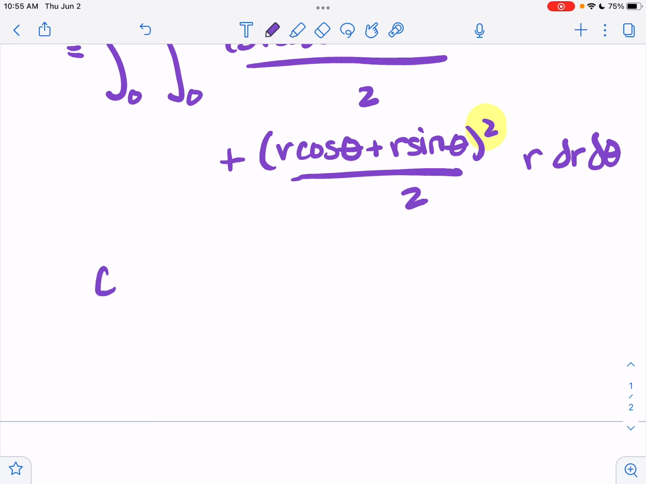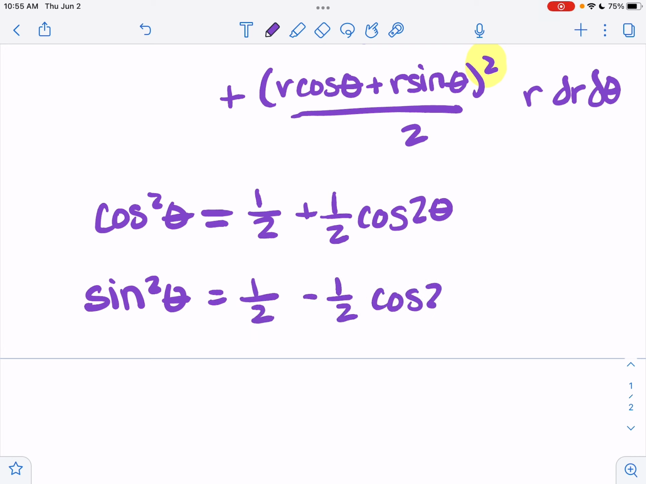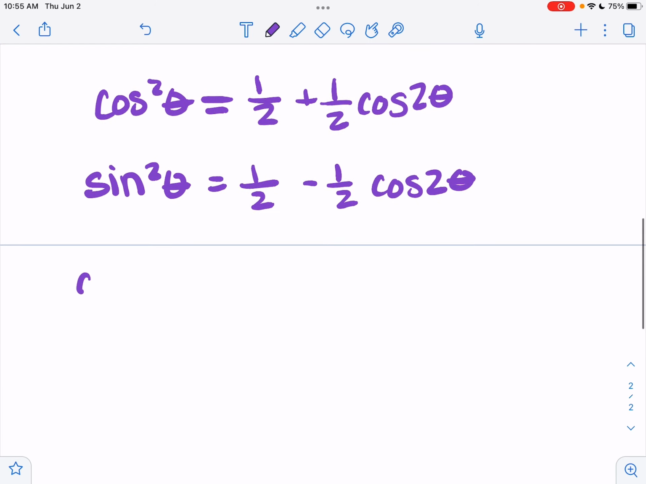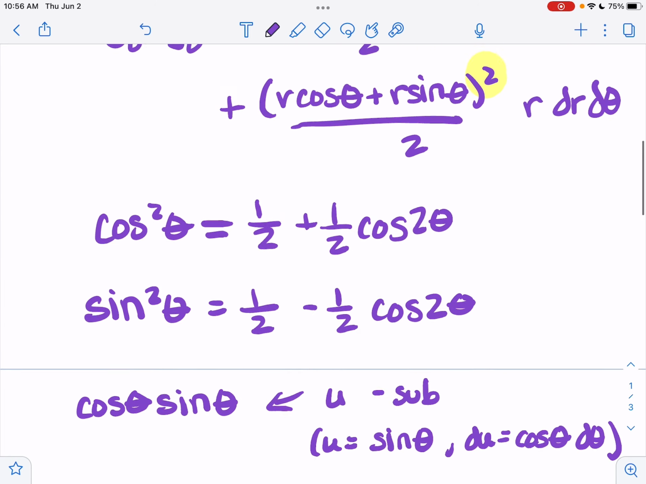When we end up with cosine squared of theta, remember the way to integrate that is to write cosine squared of theta as 1/2 plus 1/2 cosine 2 theta, and then we can integrate. For sine squared theta, that's 1/2 minus 1/2 cosine of 2 theta. Very similar identity, just a different sign in there. And for the terms, when you FOIL inside-outside terms, you're going to have sine times cosine. For these, we use a u substitution with u equal sine theta and du equal cosine theta d theta. So we can do this integral too.